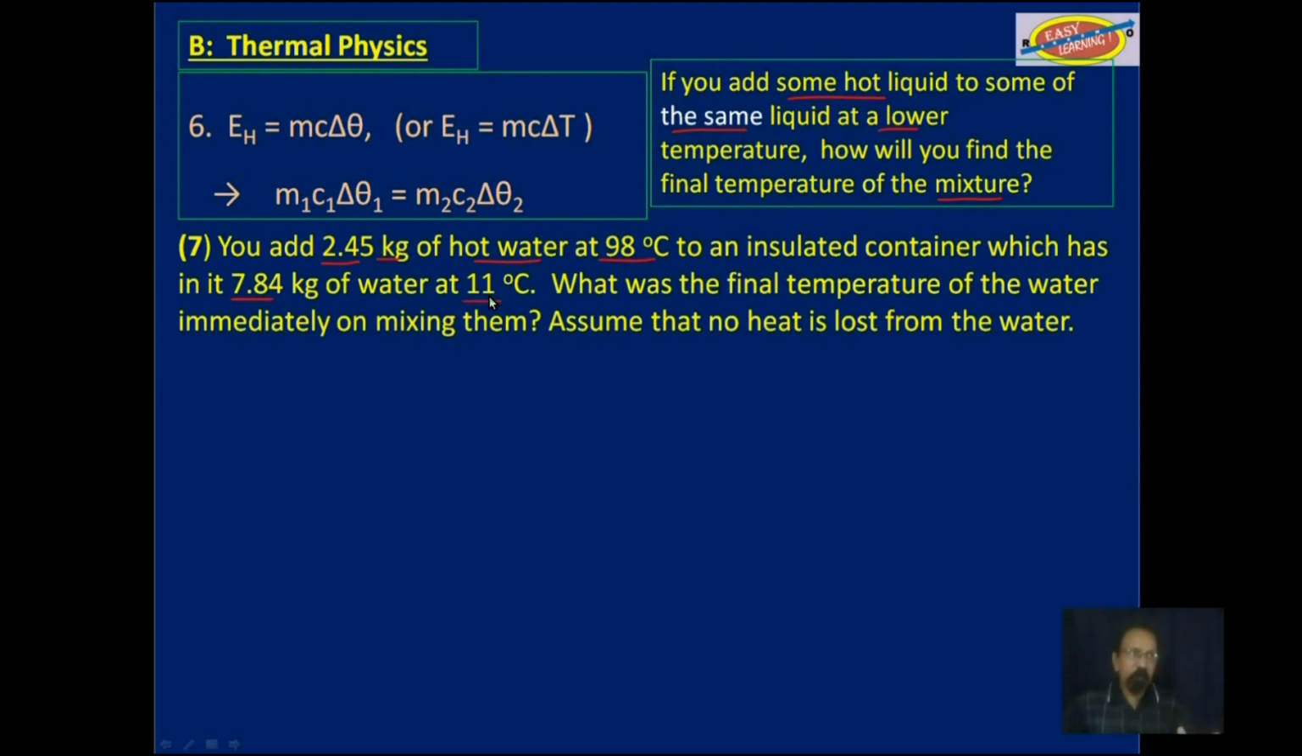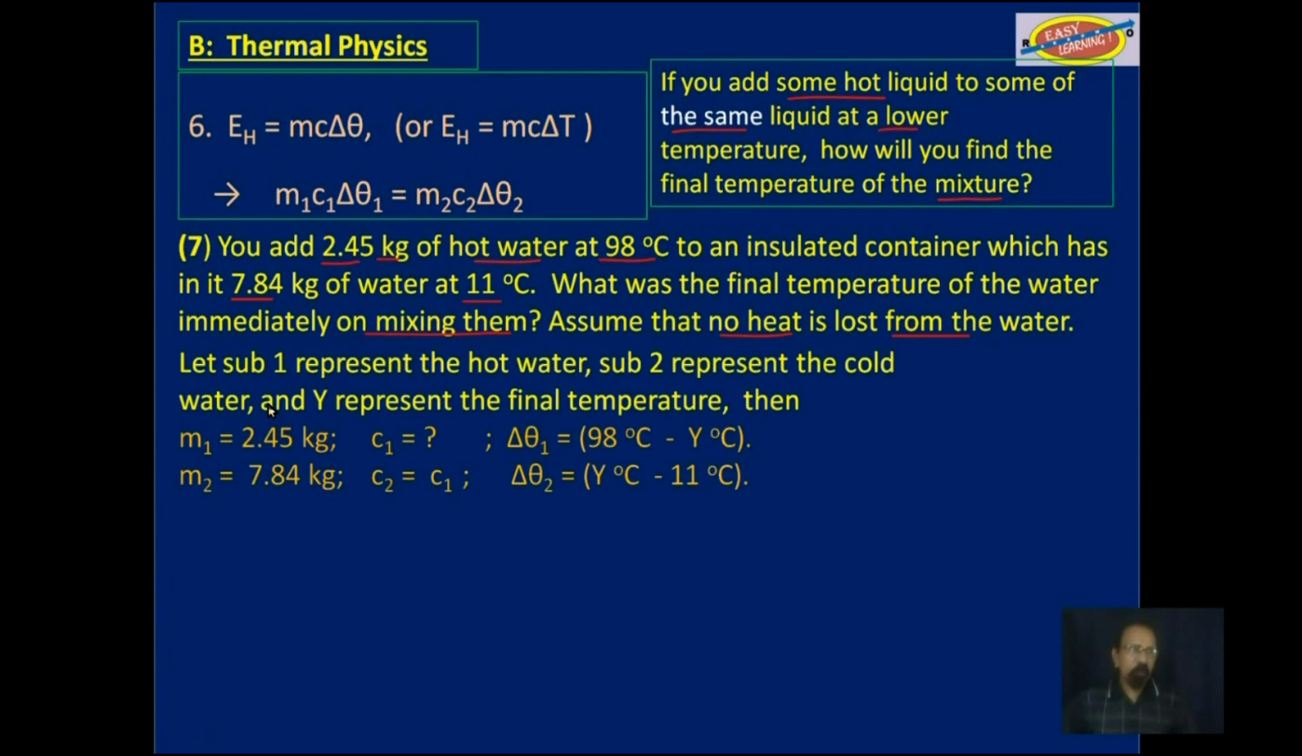So you're adding a little bit of hot water to a larger quantity of colder water. What was the final temperature of the water immediately on mixing them? Assume that no heat is lost from the water. So let us see what we are given. Let the subscript 1 represent the hot water, and the subscript 2 represent the cold water, and let y represent the final temperature, because we don't know what that is, and therefore we cannot find a change in temperature.